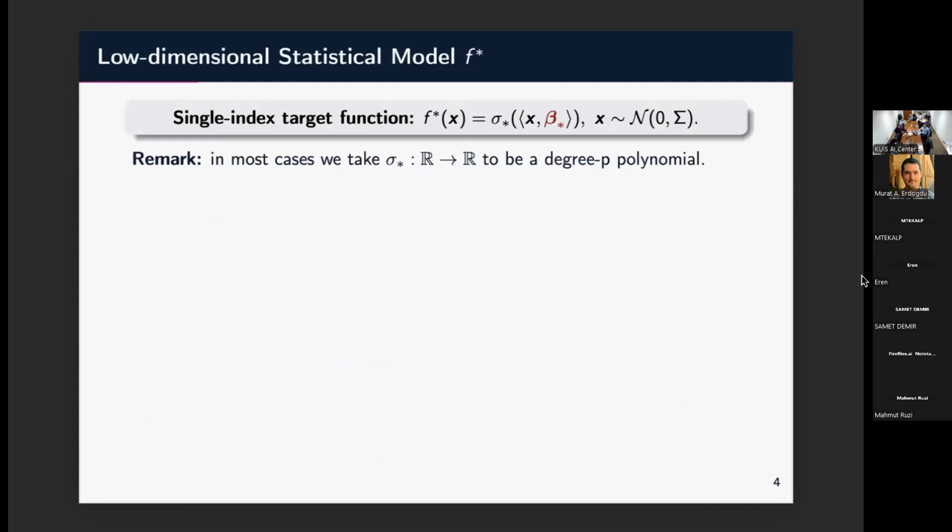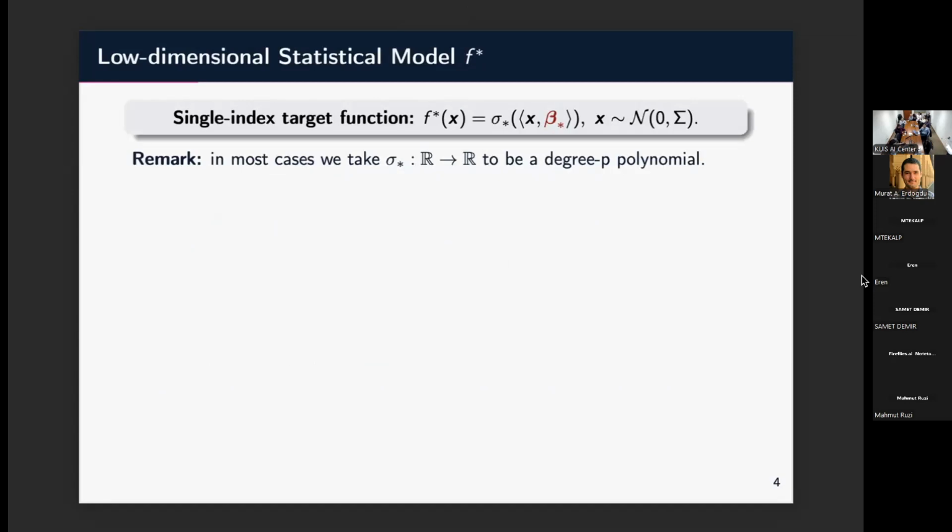So I want to simplify this problem setup. Instead of learning any generic function f star, the target function that I will consider is of the following form. In statistics, this is called a single index model, but you can think of it as a simplified version of a neural network.